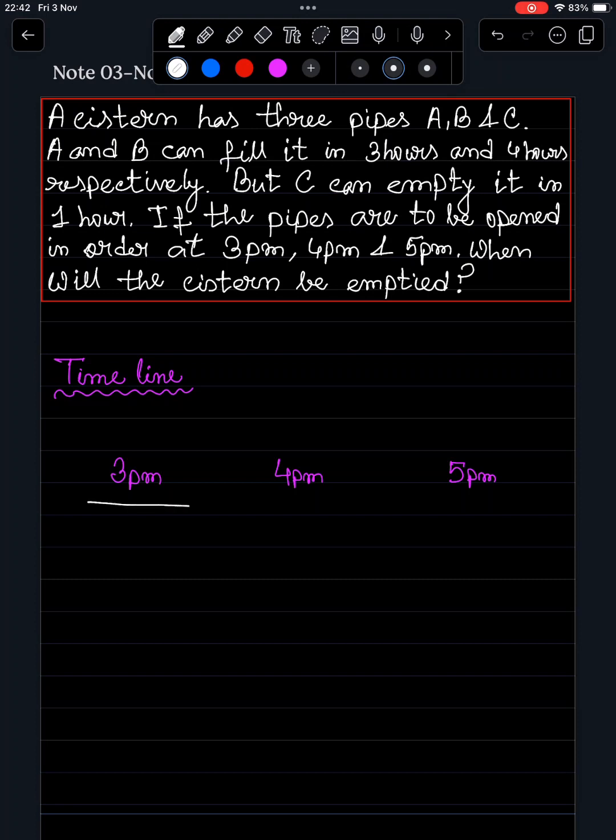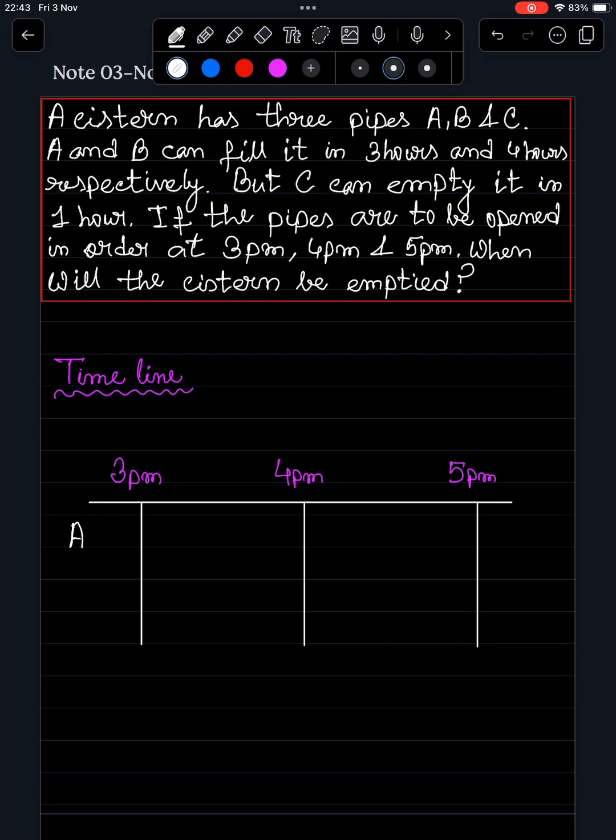What is capacity? Capacity is the working function per hour. From this problem, we can see that pipe A and pipe B are filling the cistern, whereas pipe C is emptying the cistern. That means pipe C is working opposite to pipe A and pipe B. Now, the 3 pipes are not started at once. At first, pipe A was started at 3 pm. Next, pipe B was started at 4 pm. At last, pipe C was started at 5 pm.